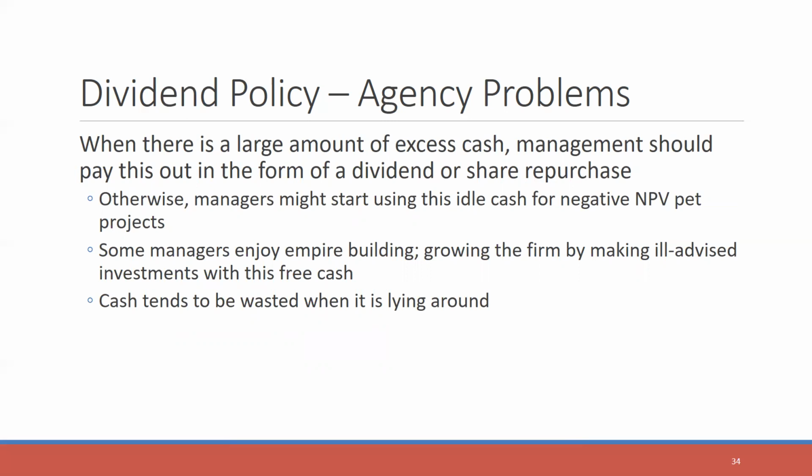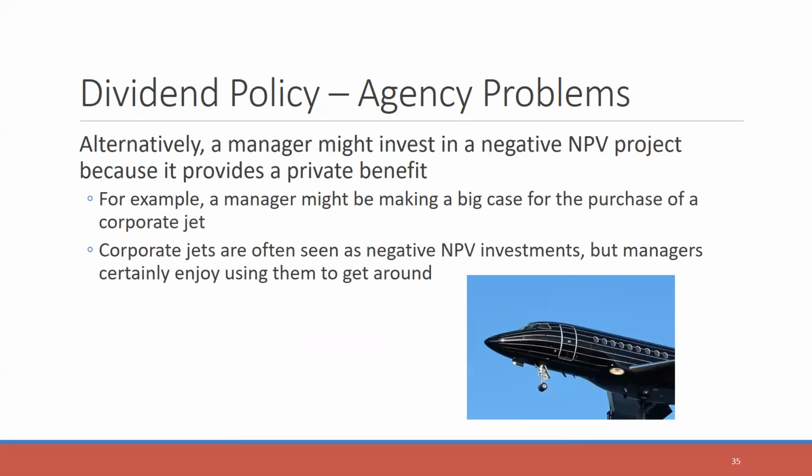Otherwise, managers might start using this idle cash for negative NPV pet projects. Sometimes we refer to this as empire building. Some managers love to grow the firm by making ill-advised investments with free cash, and cash tends to be wasted when it's lying around. Alternatively, a manager might invest in a negative NPV project because it provides a private benefit. For example, a manager might be making a big case for getting a corporate jet. Corporate jets are often seen as negative NPV investments, but you can imagine that managers certainly enjoy getting around in them.